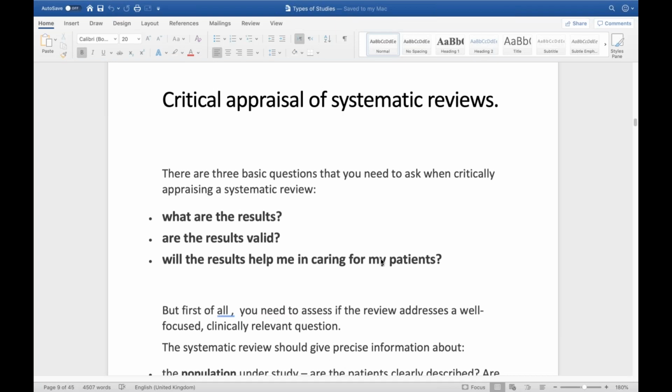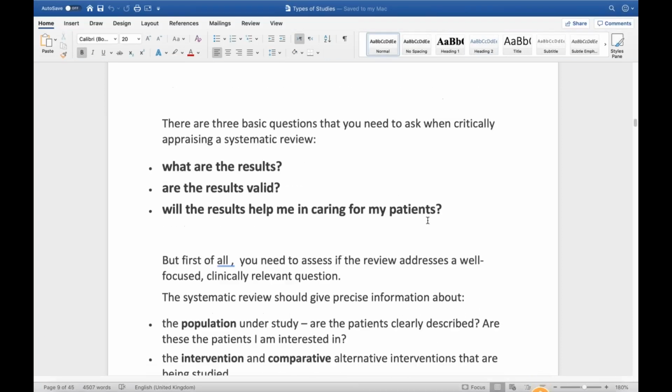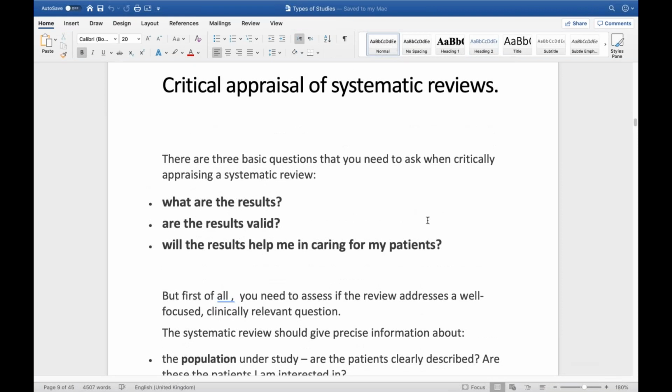Okay, so we spoke about the critical appraisal of a systematic review. Critical appraising, what does it mean, basically? It's just to make sure that this piece of research is valid for your practice. And as I told you before, there's something called internal validity and external validity.